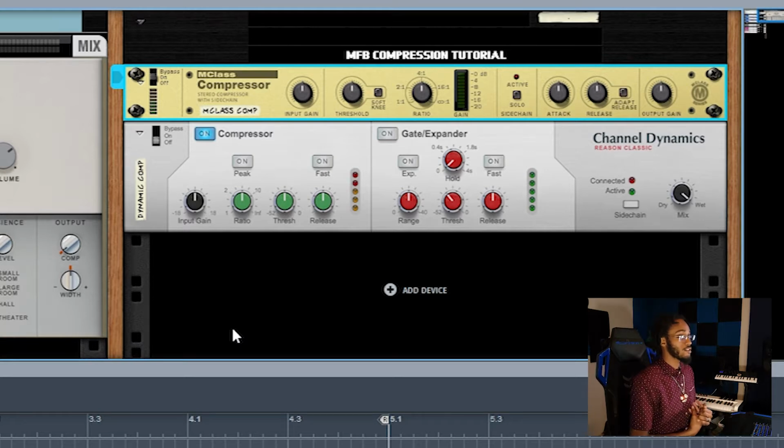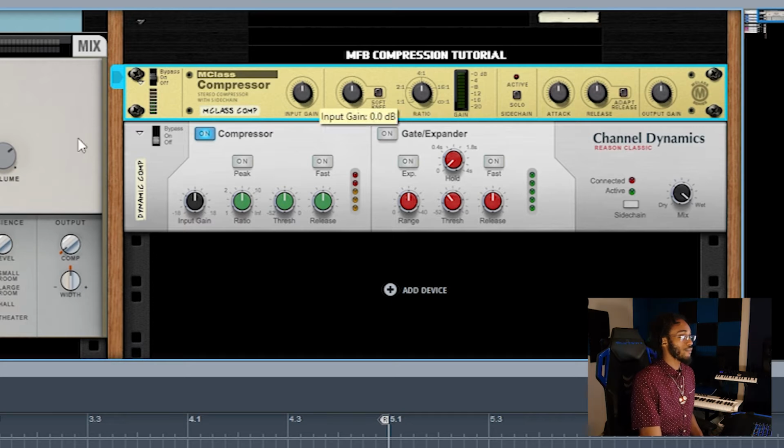So let's talk about this next one on the MClass compressor called the threshold. Now, this is where it might get a little tricky as far as trying to understand what's going on. As you can see, there is a number next to the threshold that says negative 17.9 decibels. This is going to be your ceiling. And what I mean by ceiling is it's going to be where the compressor begins to start working on the incoming signal. Basically what that means is if your signal is louder than 17.9 decibels, this is where the compressor is going to start to take effect.